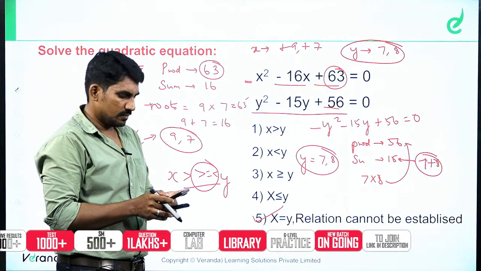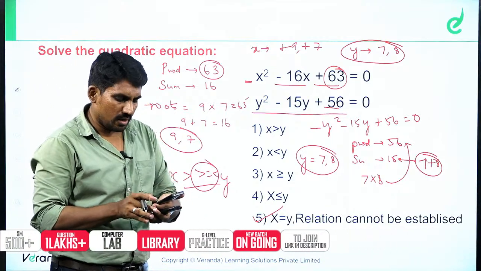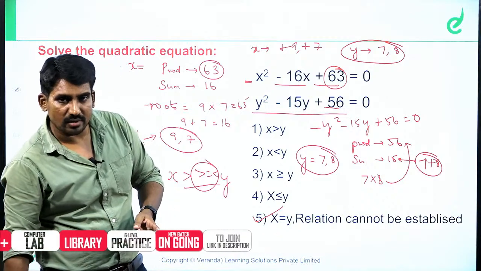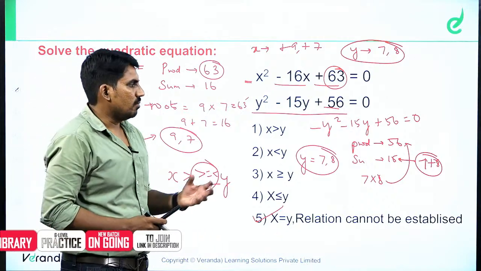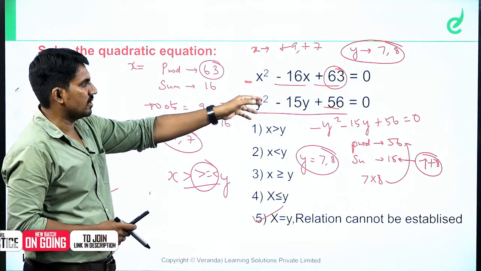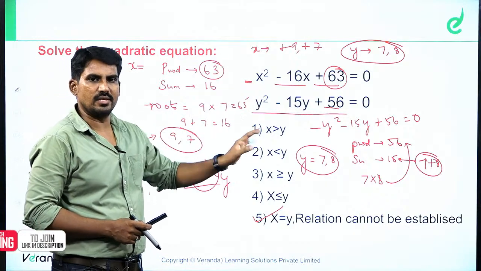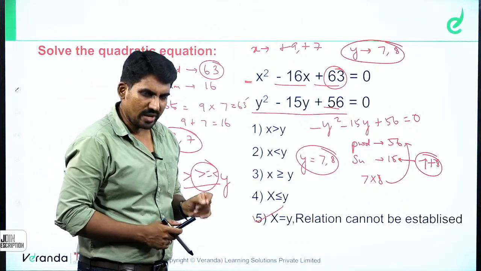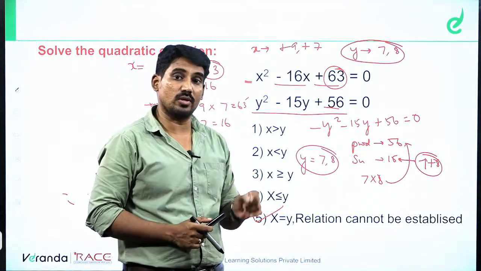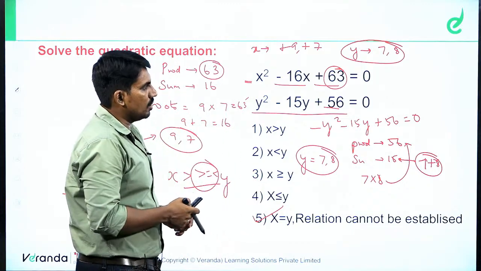Clear? Now, to understand, I am writing everything and showing. But in the exam, by seeing this we can say okay 9 and 7, 7 and 8, then compare, and easily we can click the answer. So for 5 questions, 2 minutes is more than enough, right? Now this question.